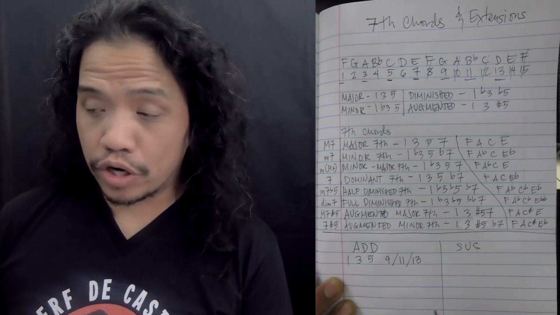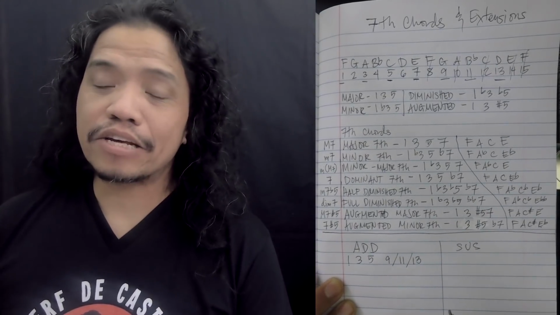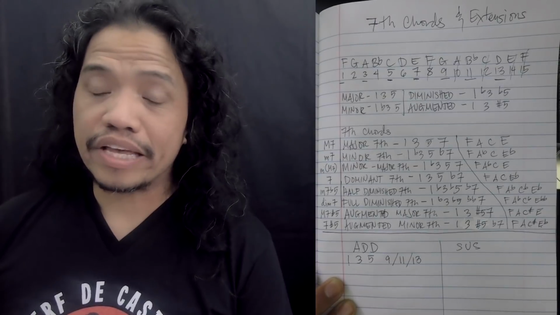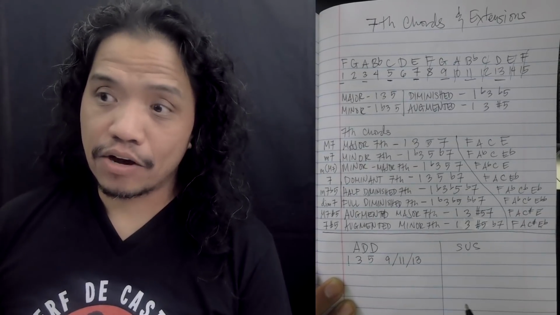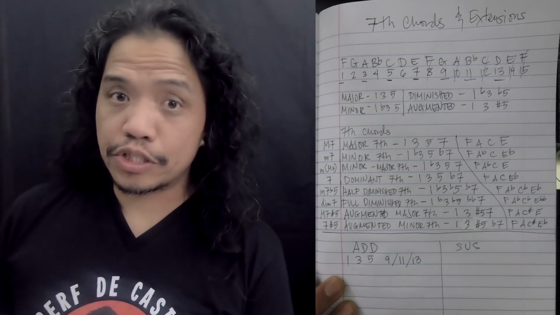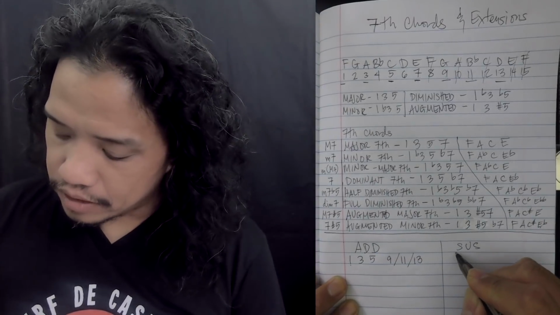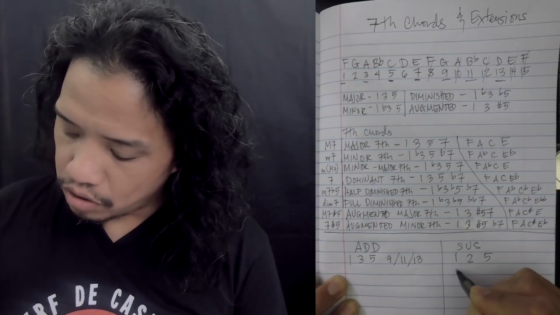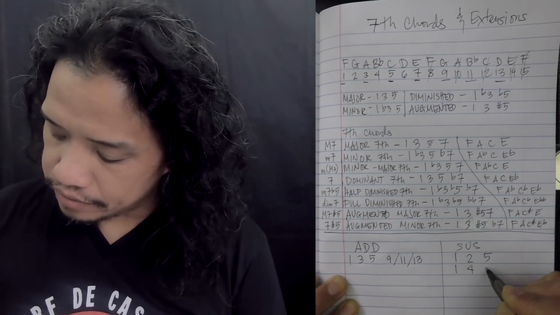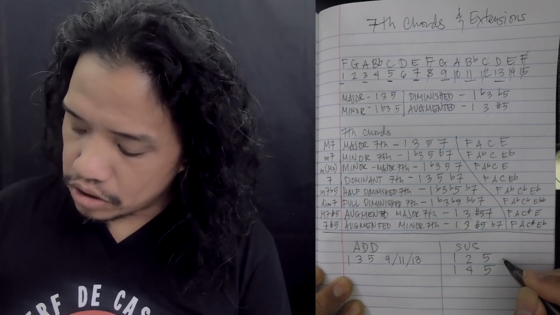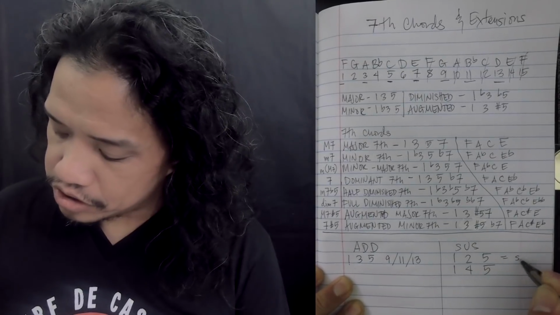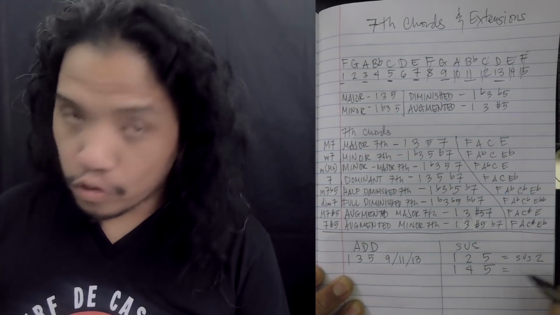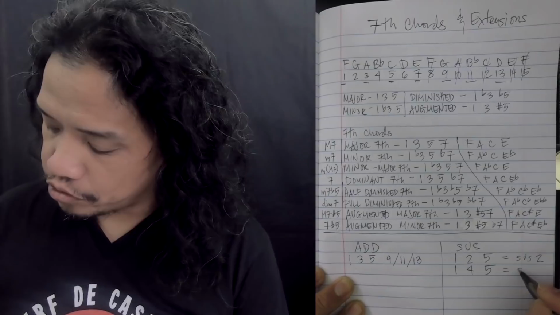Now, as for sus chords, a suspension is the replacement of the third with either your second or your fourth. So for your suspended chords, you can either have a 1, a 2, and then the 5, or a 1, a 4, and then the 5. The 1, 2, and 5 will be your sus 2 chord. The 1, 4, 5 will be your sus 4 chord.